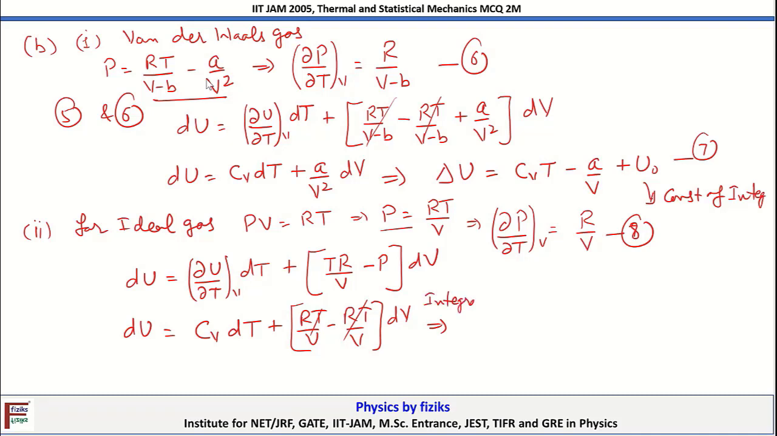Ultimately, after integration, delta U is equal to CvT plus some constant of integration U naught. Note that we can call it U naught dash, because U naught and U naught dash are going to be different constants of integration. Okay, so this is our result.